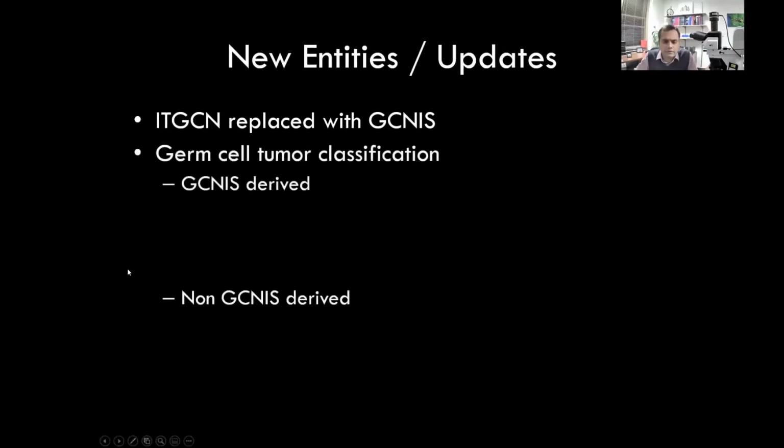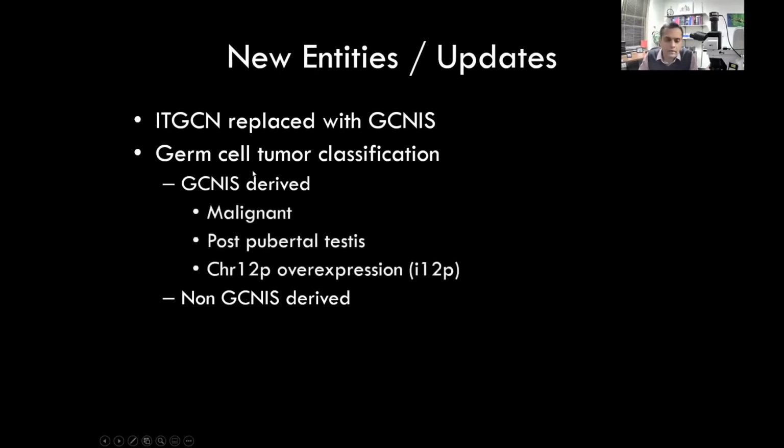And then this is important to understand. The germ cell tumor classification has been clarified and revised into two major subcategories. One is germ cell tumors that are GCNIS derived, that are preceded by a germ cell neoplasia in situ, and those tumors that do not have any association with germ cell neoplasia in situ.